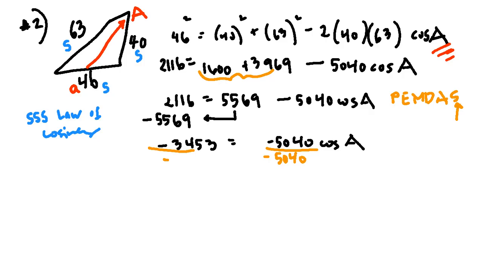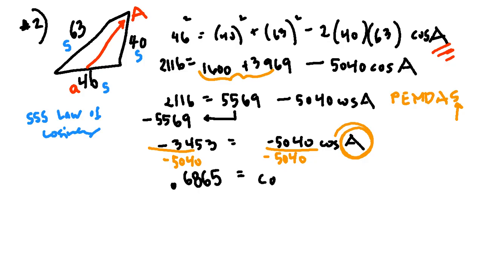Because remember, I'm solving for A. This is what I'm trying to figure out. So I've got to do some simplifying before I can deal with that cosine. I'm getting here, if you go to 4 decimal places, because a negative divided by a negative is a positive, 0.6851, and that equals the cosine of A.